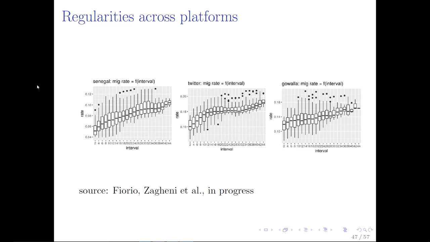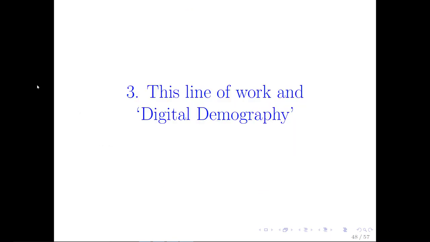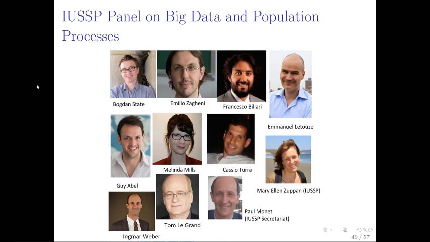Okay, so this is an example of that line of work. And so now I would like to say something about how this work fits in within digital demography. I'm part of this IUSSP panel on big data and population processes, which includes a number of traditional demographers as well as computer scientists or people who work at Facebook, for example. People who work in the industry.